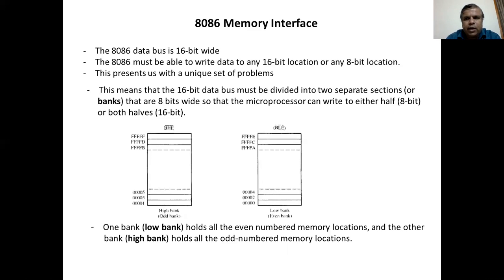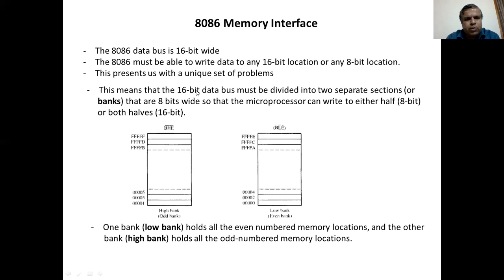As you know, the 8086 microprocessor is a 16-bit microprocessor. So the 8086 data bus is 16-bit wide. It has a 16-bit data bus so that it can operate on either 8-bit data or 16-bit data. So the 8086 must be able to write data to any 16-bit location or any 8-bit location.